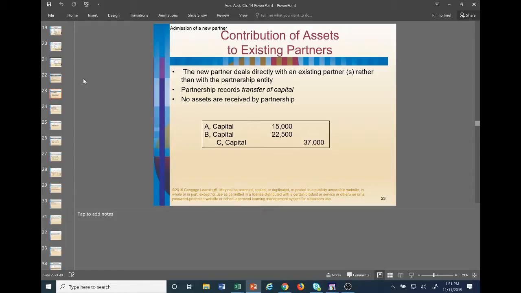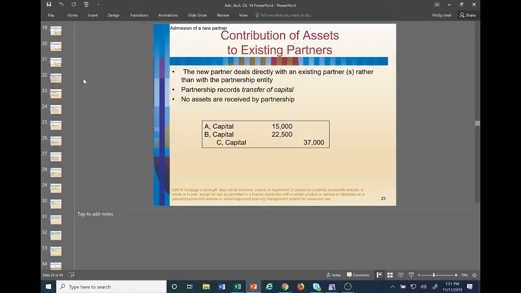Contribution of assets to existing partners. A new partner also may be admitted to the partnership by acquiring all or part of the capital interest of one or more existing partners in exchange for some consideration. In this case, the new partner deals directly with an existing partner or partners rather than with the partnership entity. Therefore, the acquisition price is paid to the selling partner and not the partnership itself.